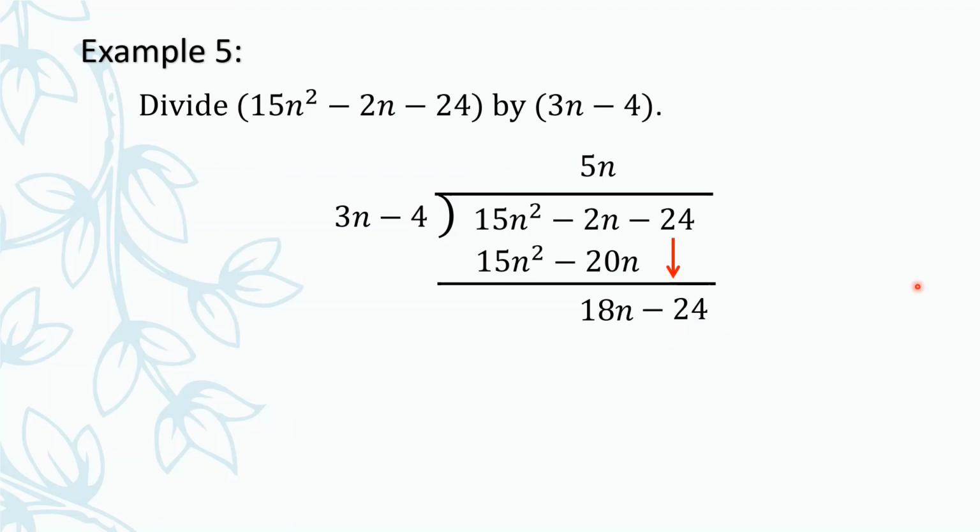Then, repeat the process. So, first term of the resulting binomial divided by the first term of the divisor. So 18n divided by 3n is just equal to positive 6. Then positive 6 times the divisor is just equal to 18n minus 24. And 18n minus 24 minus itself is just equal to 0. So yung final answer natin here is 5n plus 6.